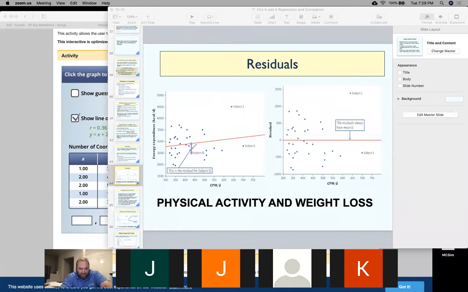What is this residual approximately? Well, the actual value is about 2,500, and the predicted value is about 2,900, give or take. So according to this, the residual should be about negative 400. Would you agree? About negative 400?